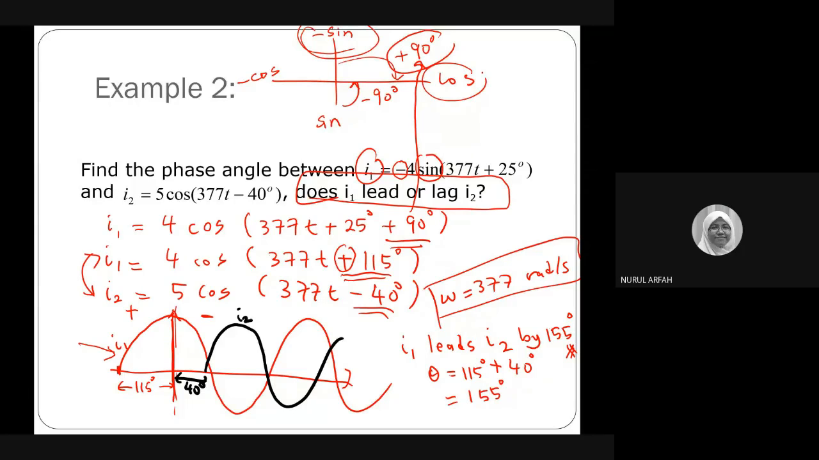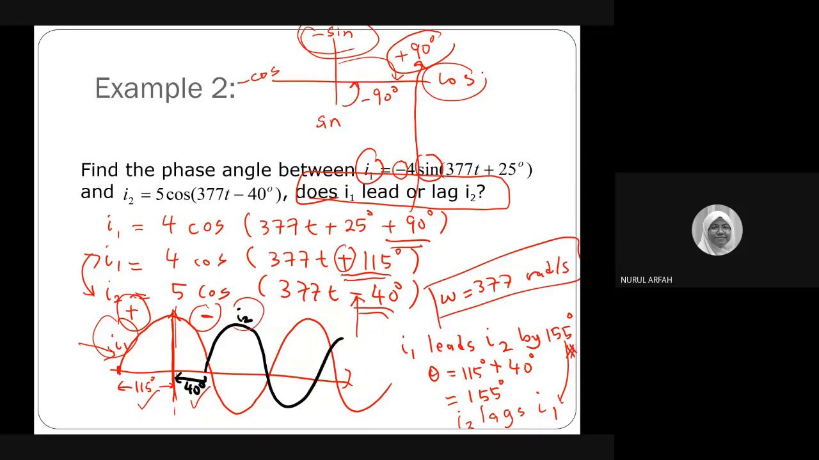No questions? You just look at this one should be a plus on the left side and the right side should be a negative. And since this is a negative, this is going to be 40 degree. And the plus sign on the left side, so it should be 115. So the phase difference is 115 plus 40, which should be 155. And which one is leading? You look at which signal comes first. I1 comes first, then I2. So I1 leads I2, all right? Or we can say I2 lags I1. That's another way to see this. I2 lags I1 by 155 degree.